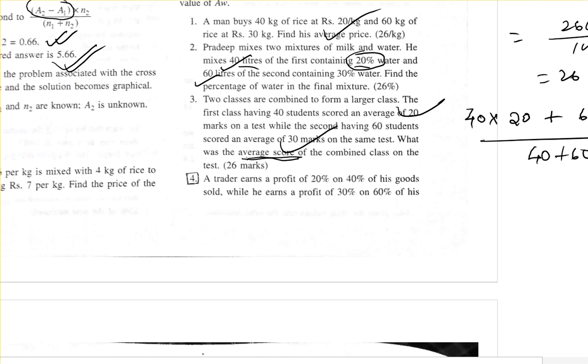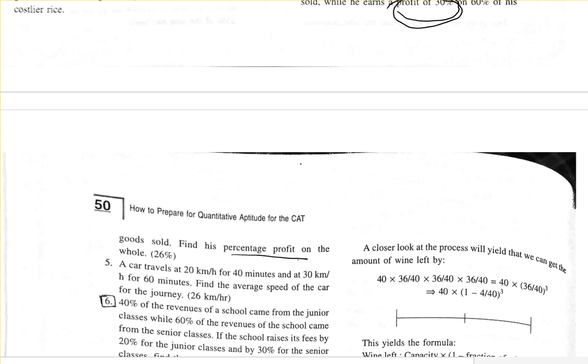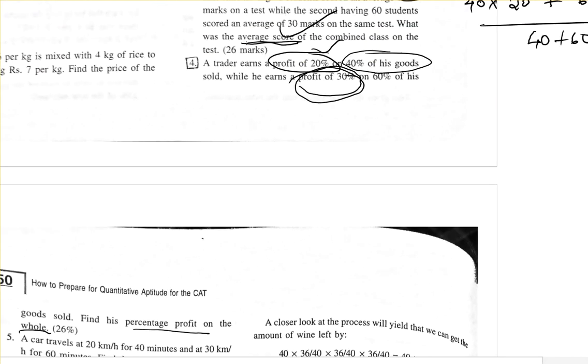A trader earns a profit of 20% on 40% of his goods, and a profit of 30% on 60% of his goods. So combined profit, percentage profit on the whole. So profit cannot be N1 and N2. This is A1 and A2. Obviously the quantity, that is 40% of goods, this is N1, 60% of goods.